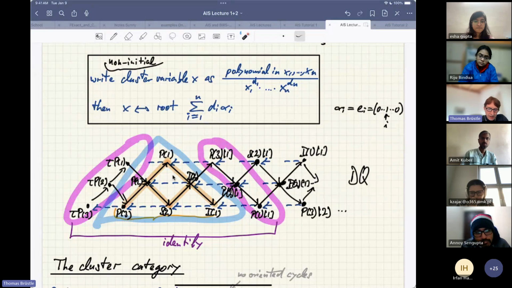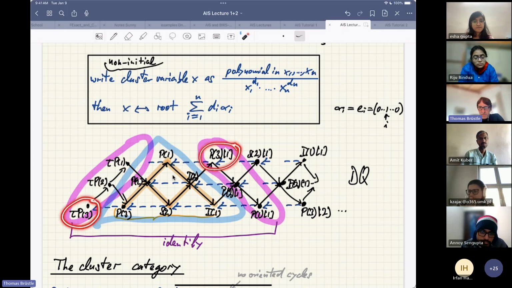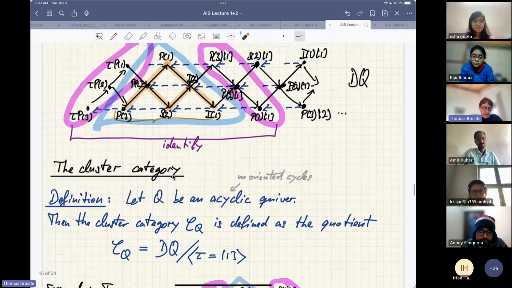Now, if I want to identify this part with that part, that should mean these two need to be identified. I want to glue these two, those two, and these two. They should be identified. So what do I want to identify? I want to identify tau P3 with P3 shift 1. So this is now my definition of the cluster category. Definition.